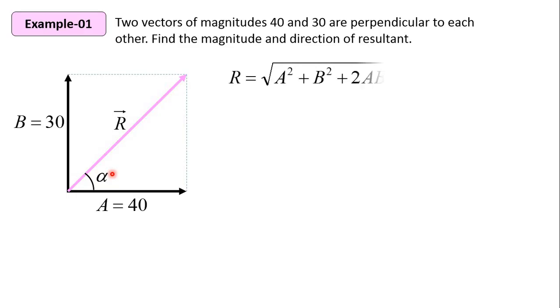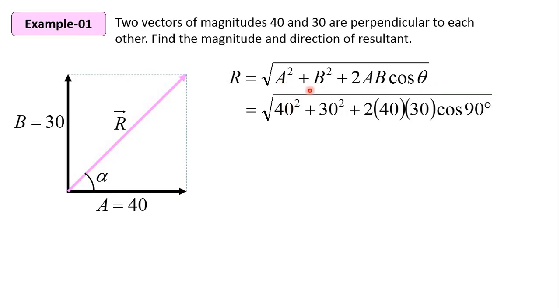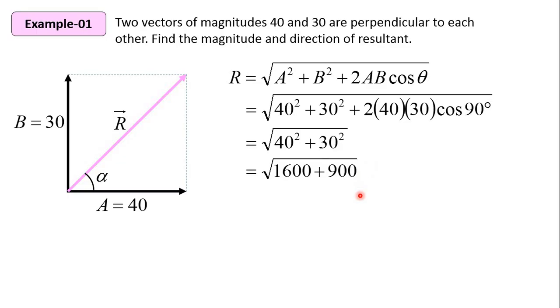Let us proceed. So the formula for finding the resultant is R is equal to root of A square plus B square plus 2AB cos theta. Substitute the values. A is equal to 40, B is equal to 30 and the angle theta between the two vectors is 90 degree, and the value of cos 90 is 0. So this third term will become completely 0 and we will be left with only root of 40 square plus 30 square. Then it will become 1600 plus 900 which is equal to 2500, and the square root of 2500 is 50. Therefore, the magnitude of the resultant is R equal to 50.